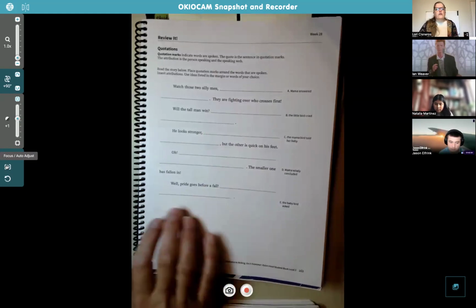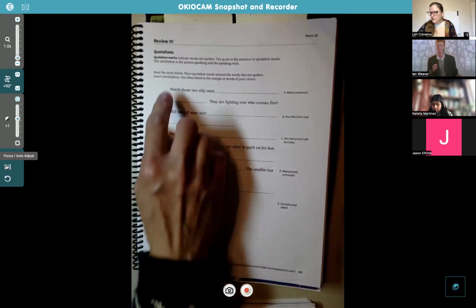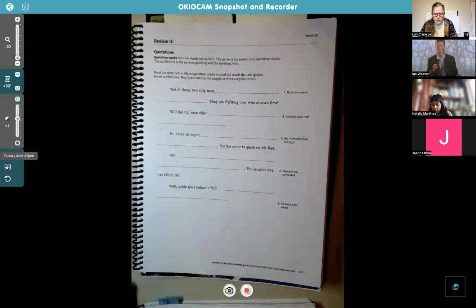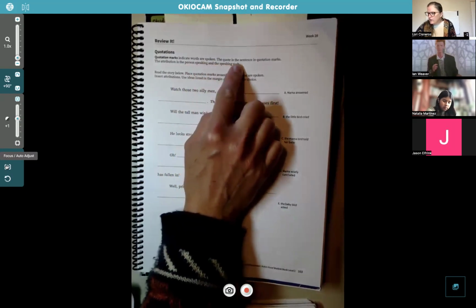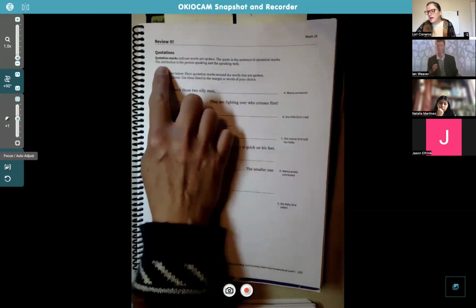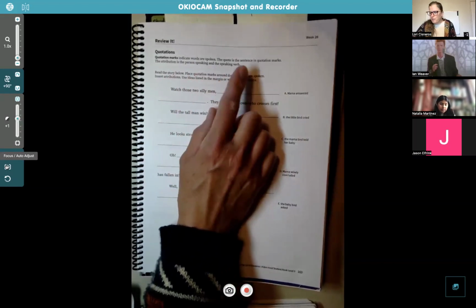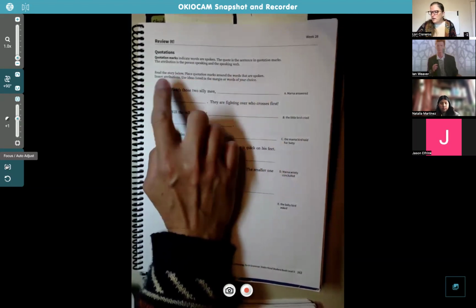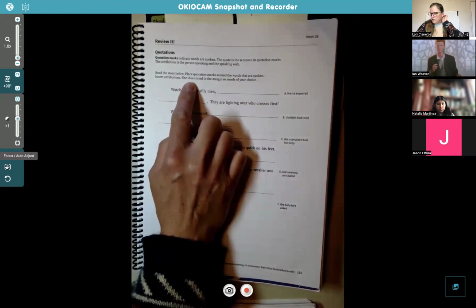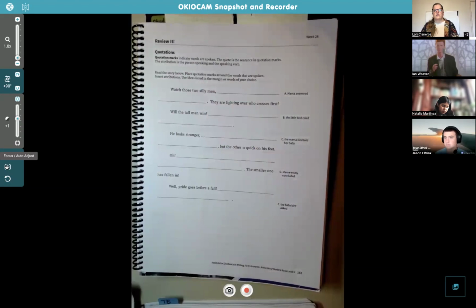Okay, we're talking about quotations today, and it's review. So this should be pretty easy. When a character is speaking, you use quotation marks. It says quotation marks indicate words that are spoken. The quote is the sentence in quotation marks, and the attribution is the person speaking and the speaking verb. Read the story below, place quotation marks around the words that are spoken, and insert attributions, using ideas listed in the margin or words of your choice.